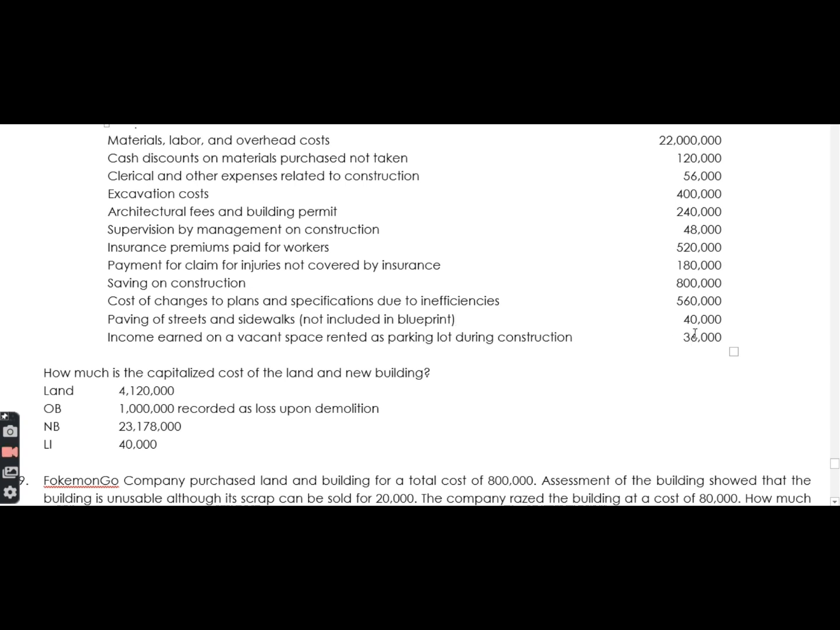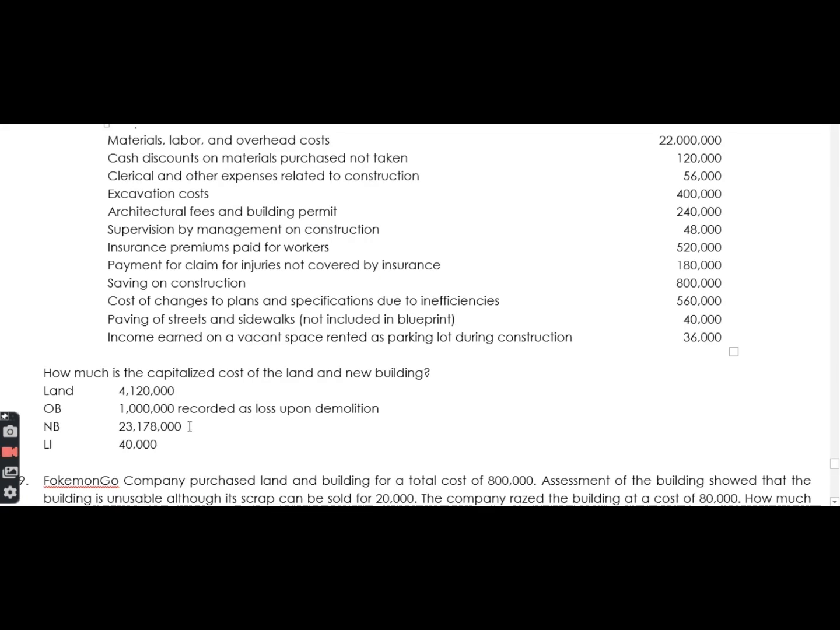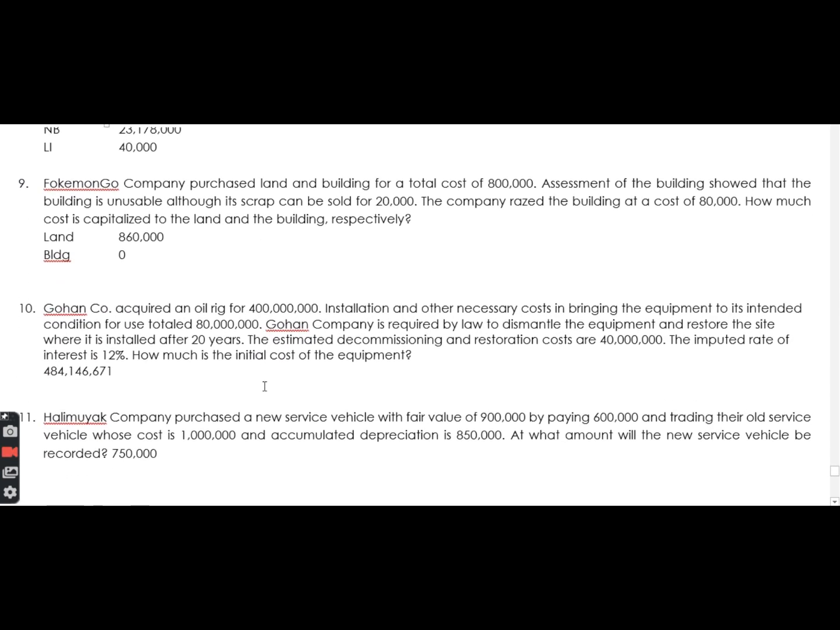Hindi naman siya product na na-generate. Okay? Nung habang piniprepare mo yung asset. Okay? So yun. Kaya ito yun. Tapos yung land improvement 40. So yun na yung mga answer natin dito. Attach na lang natin yan later. Okay. Next, punta tayo kay number 9.